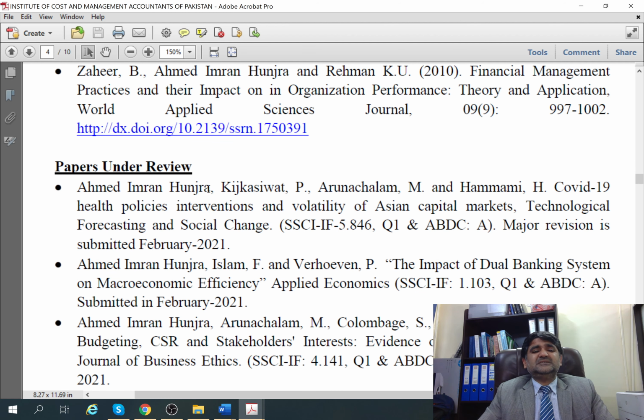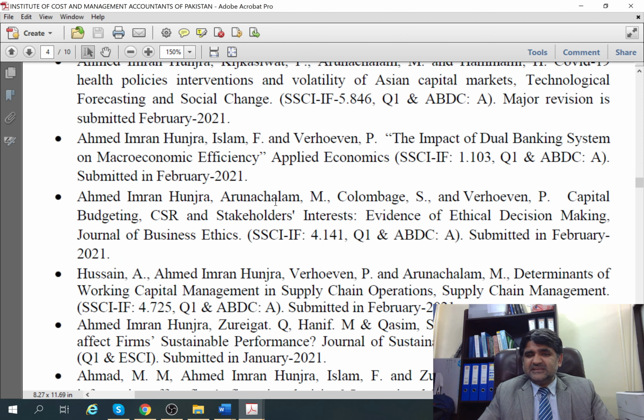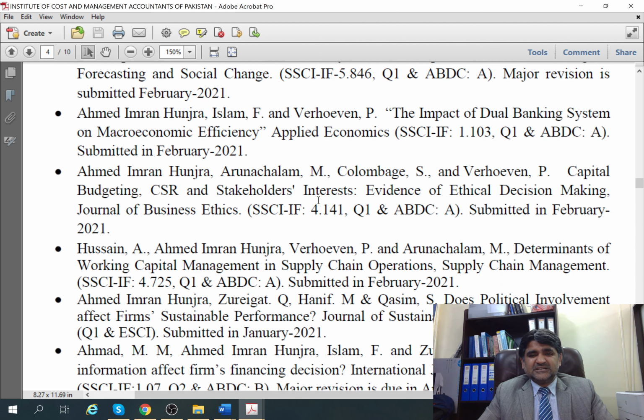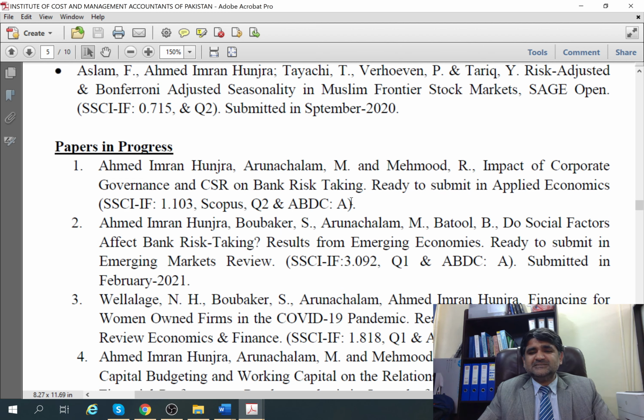Then you can mention here the under review papers. If any of your papers is under review, again I'll be suggesting that you just mention the papers which are under review or in process in top tier journals. Just leave the low quality journals out of your resume. It will create a significant impact when you are seeking consent from a professor or supervisor or applying for this scholarship.